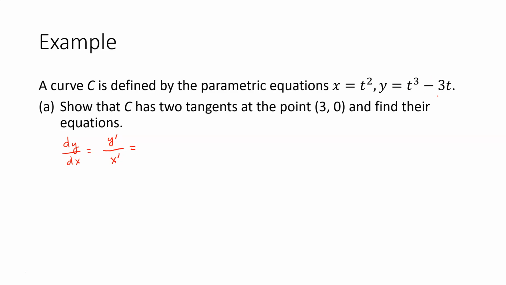So let's see, the y equation was t cubed minus 3t, so the derivative will be 3t squared minus 3. The derivative of t squared in the bottom would just be 2t. And so then dy over dx evaluated at the point (3, 0), we would now want to think about what t would be at the point (3, 0). So what we should think about is, when is x going to equal 3, and when is y going to equal 0?